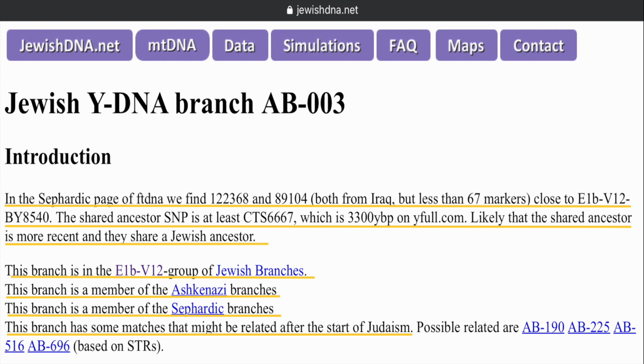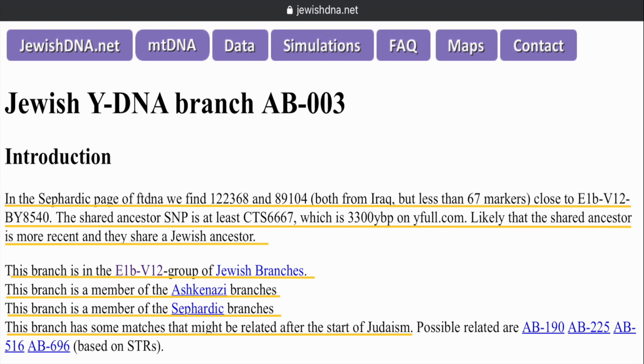In the Sephardic page of FTDNA, we find 122368 and 89104, both from Iraq, but less than 67 markers, close to E1B-V12, YB8540. The shared ancestor SNP is at least CTS6667, which is 3,300 years before present on yfull.com. Likely that the shared ancestor is more recent and they share a Jewish ancestor.